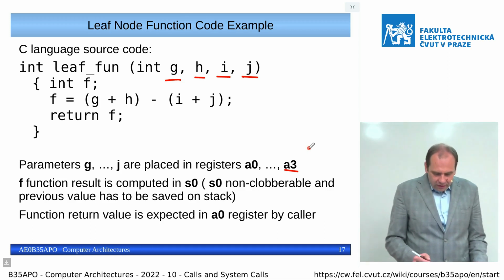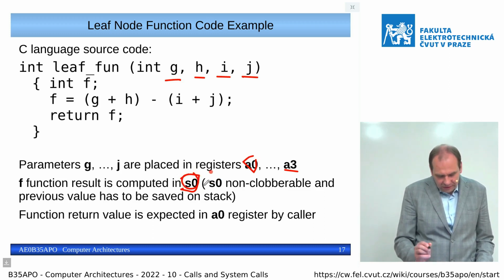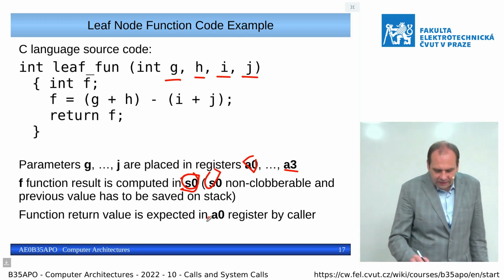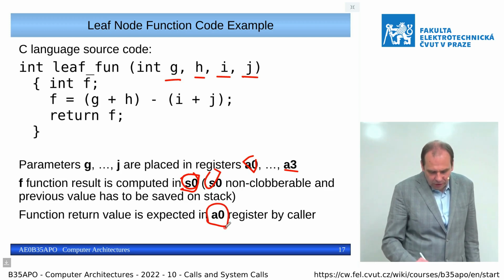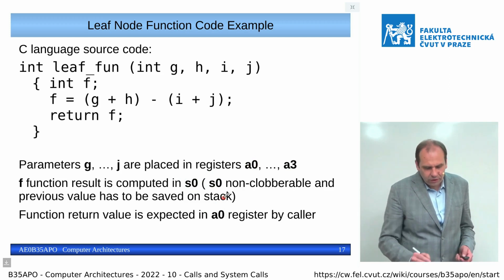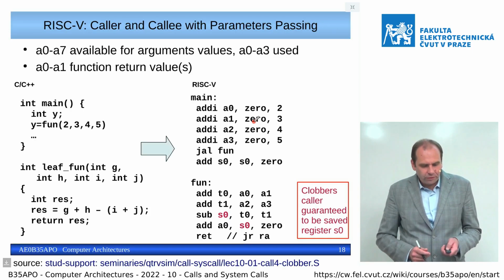And for some reasons, we decide that we do not directly compute a result in the A0, but we compute it in S0, but it is a non-clobberable register, so there will be a problem. And at the end, the actual value is returned in the A0, which is a clobberable register and which is used on the RISC-V to return the result from the function.